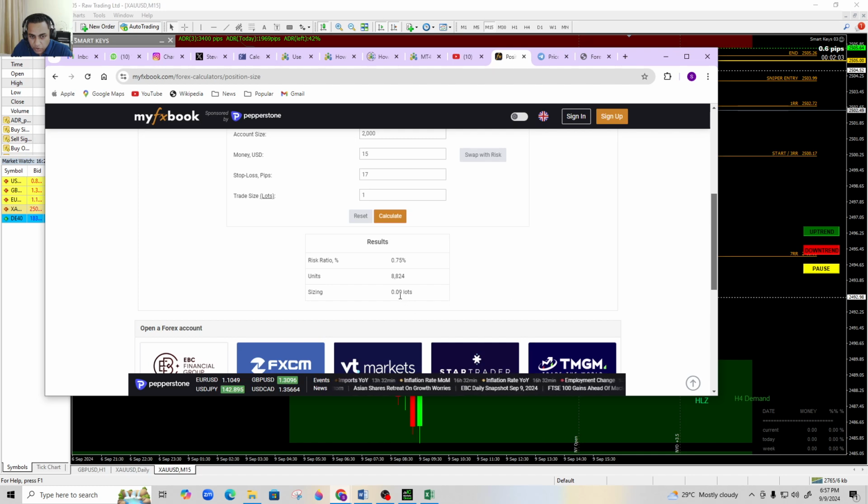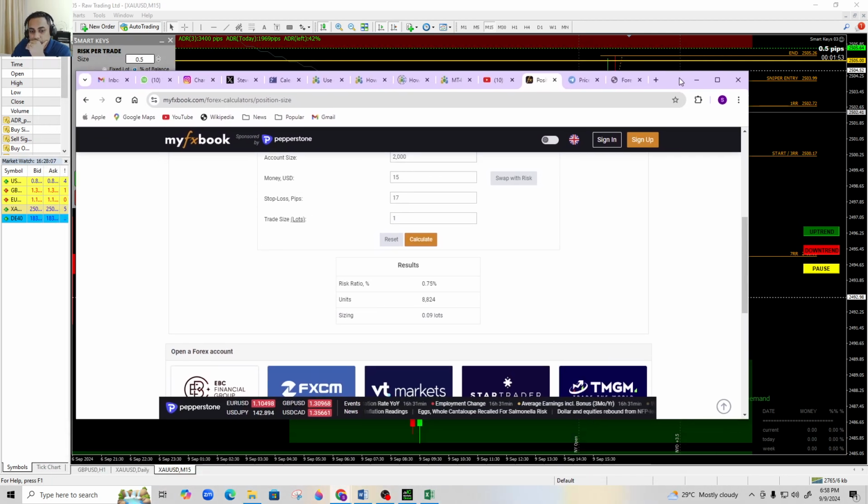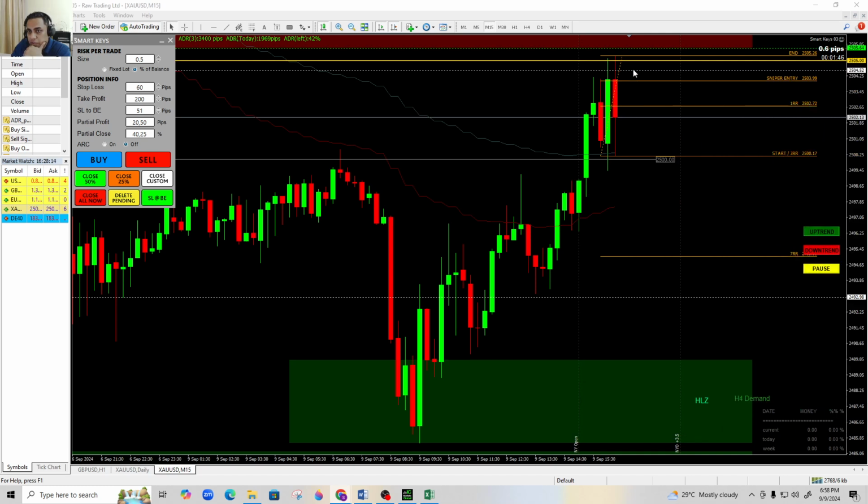So that's 0.09 lot. So what I would do is, just a couple of minutes for the candle to close, 0.09. That's the maximum lot size I'm willing to take on this trade.